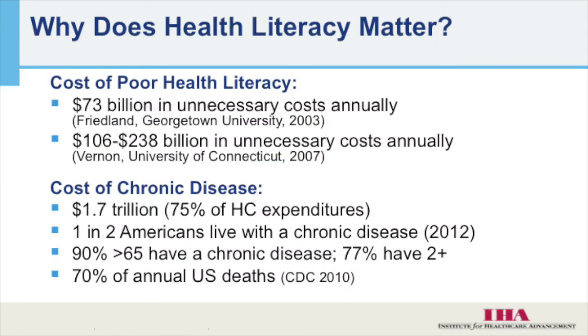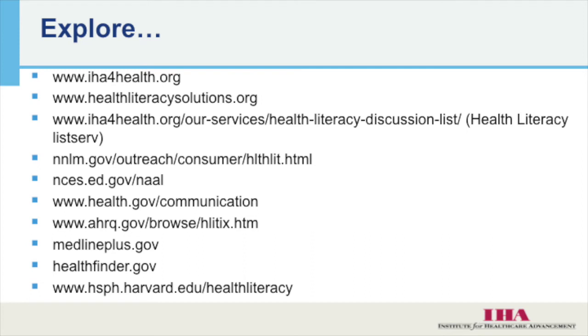And 70% of deaths annually are due to chronic disease. So chronic disease accounts for most of our healthcare expenditures, and yet the people who have the greatest incidence of chronic disease are the least likely and least prepared to take care of it accurately. We have a role in that.